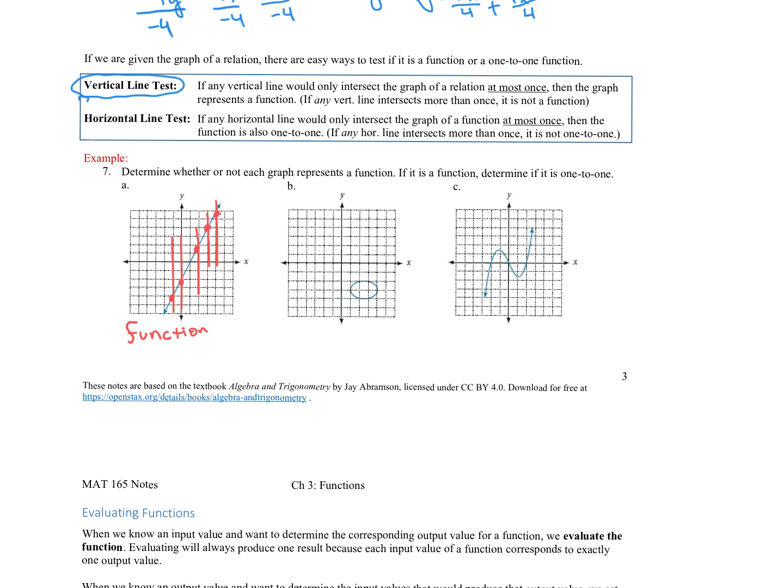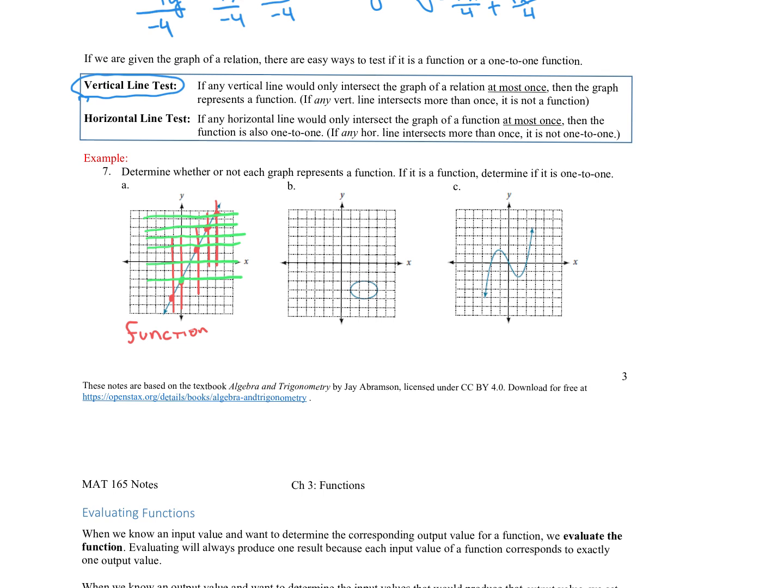Now, if we want to know if a graph is a one-to-one function, what we're going to use is called the horizontal line test. And what that means is that you should be able to draw a horizontal line anywhere along this graph, and it will never touch the graph in more than one place. This means the function is one-to-one.